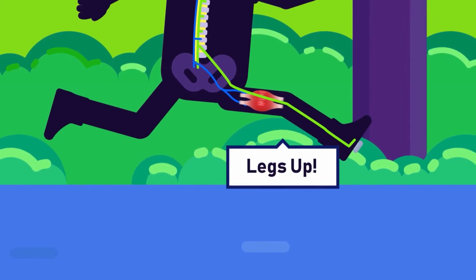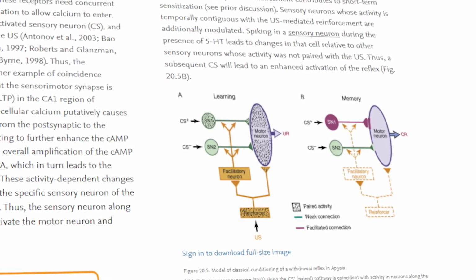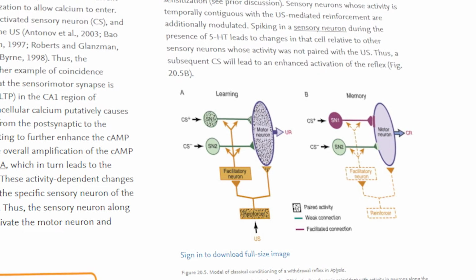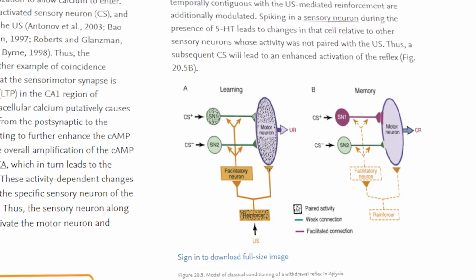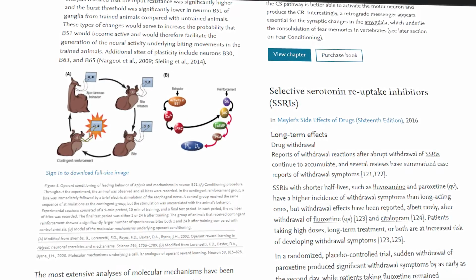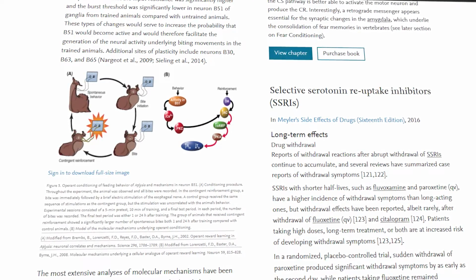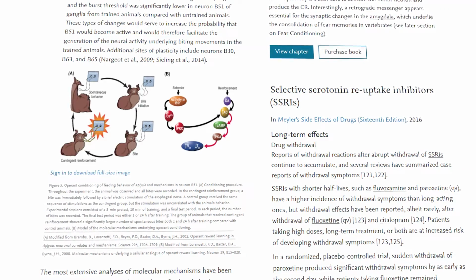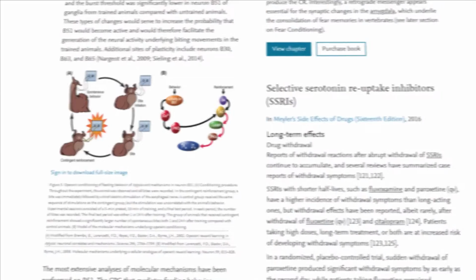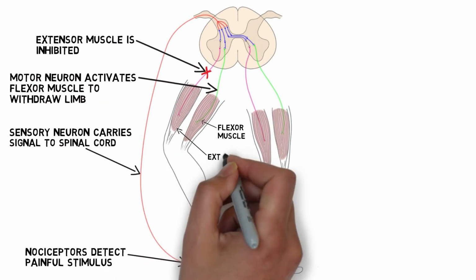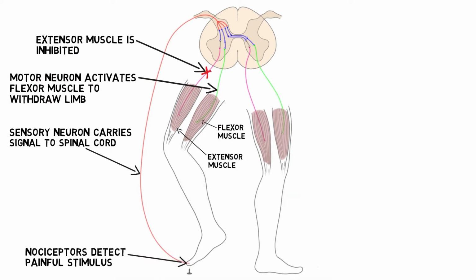One of these pathways goes on to excite a motor neuron, which activates the flexor muscle in the limb. Another pathway does the job of inhibiting the motor neuron that usually activates the opposing extensor muscle in the limb. This prevents the extensor muscle from counteracting the flexor muscle so that it can successfully pull the limb away from the painful stimulant.